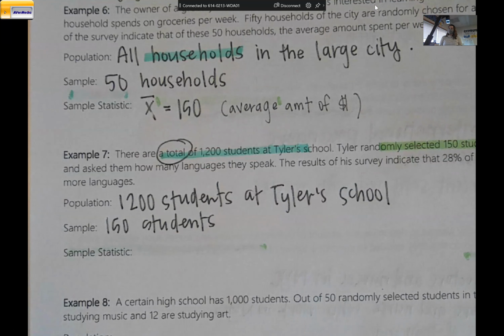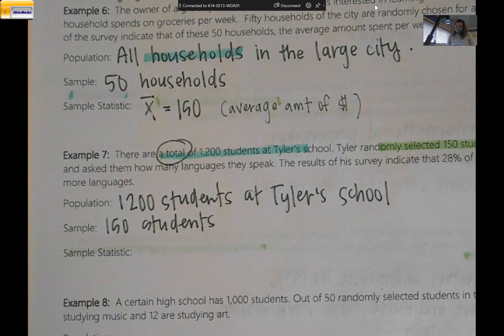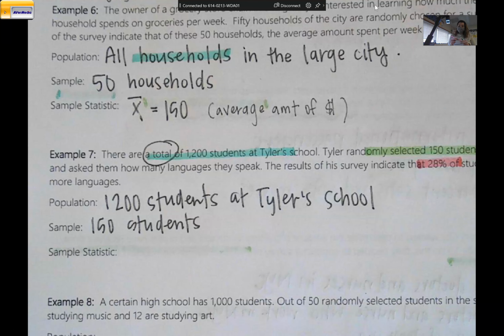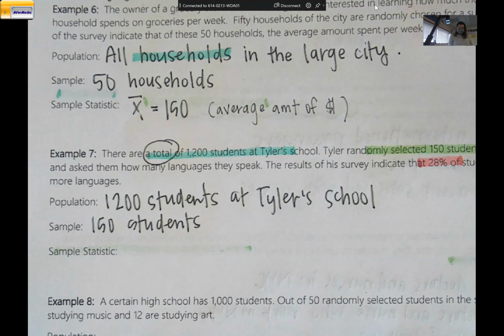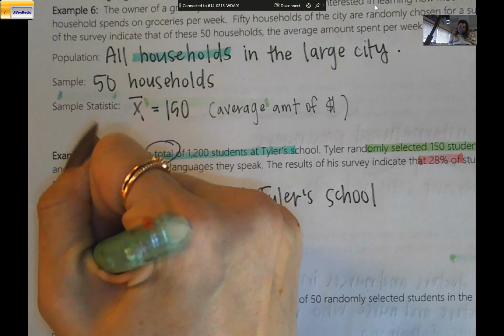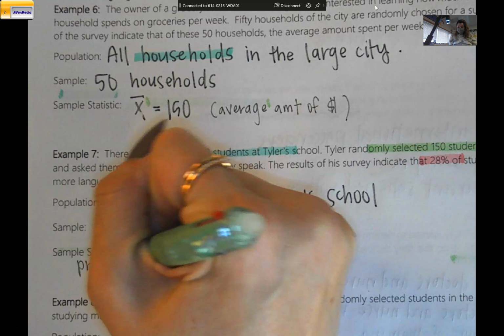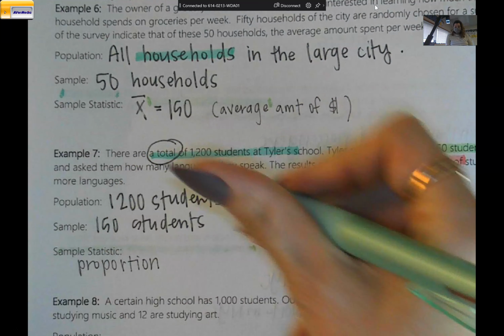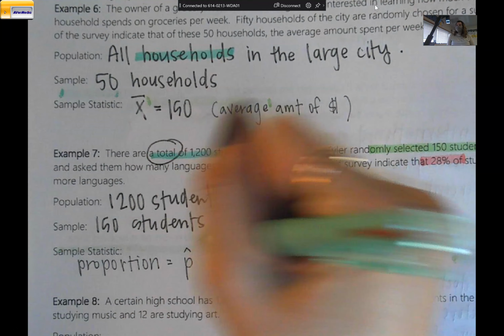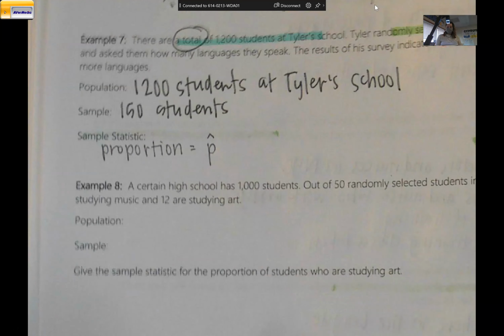Sample is 150. The results of his survey indicate that 28% speak more than 2 languages. Since this is a percent, our sample statistic is a proportion. So you'll see it referred to as a proportion, which is P hat. He's that new guy, that P with a hat on.